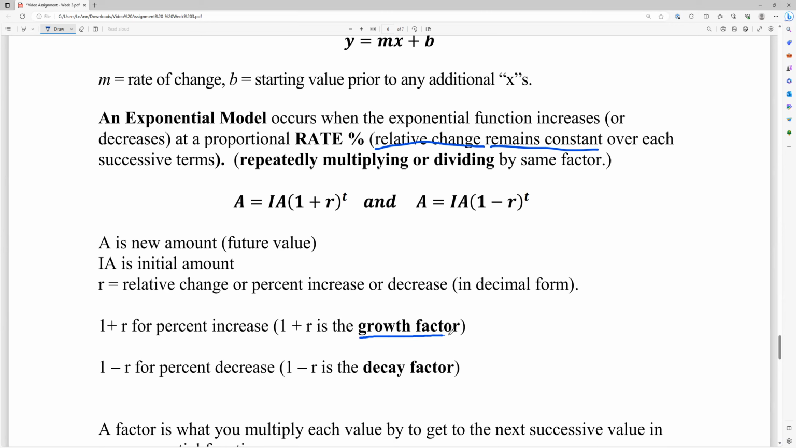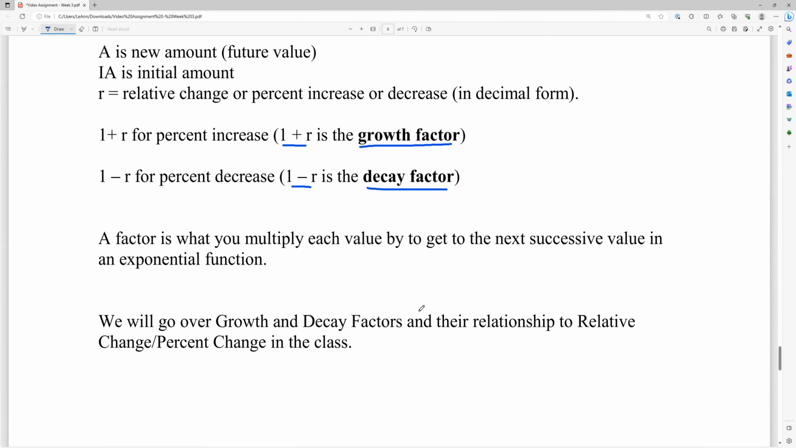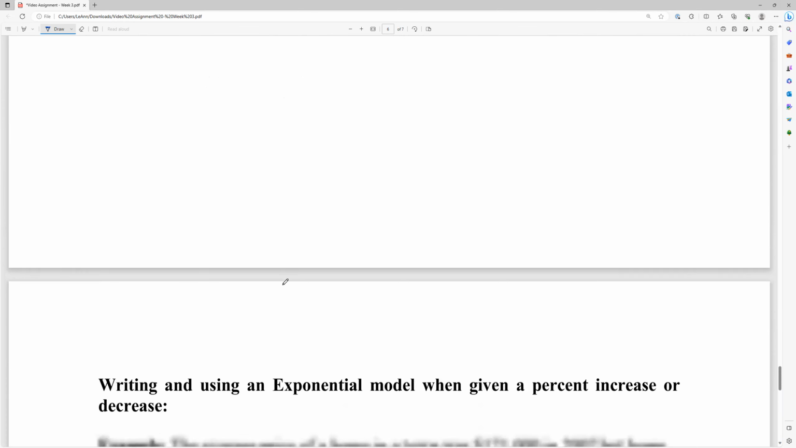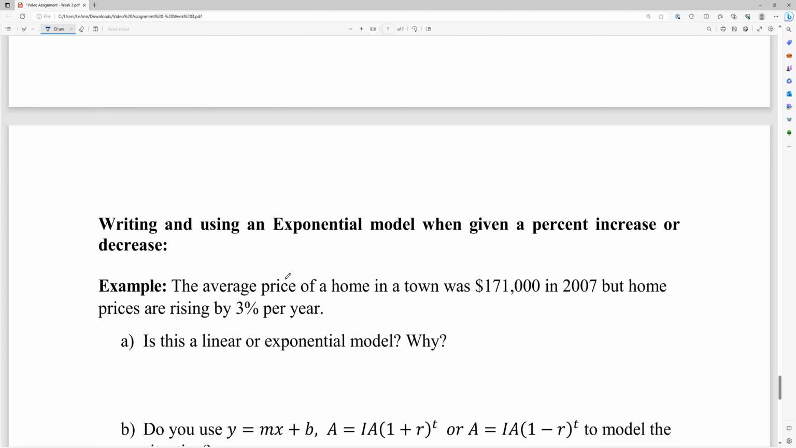They also, if they're given to you in a word problem, if you see the words growth factor and decay factor, they've already done the 1 plus R and the 1 minus R. You already have that parentheses completely worked out. Okay. So a factor is what you multiply each value by to get the next successive value in the exponential function. And we will go over the growth and decay factors and the relationship to relative and percent change in the class.